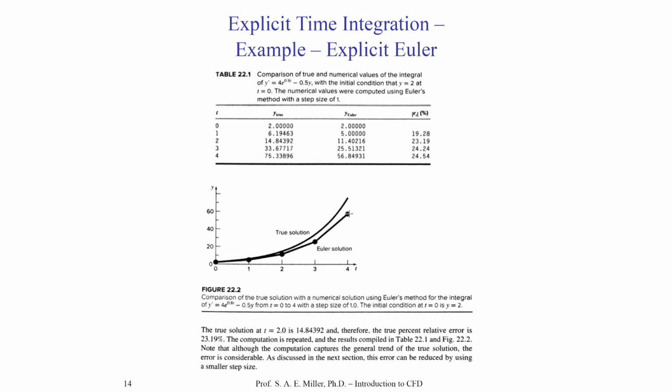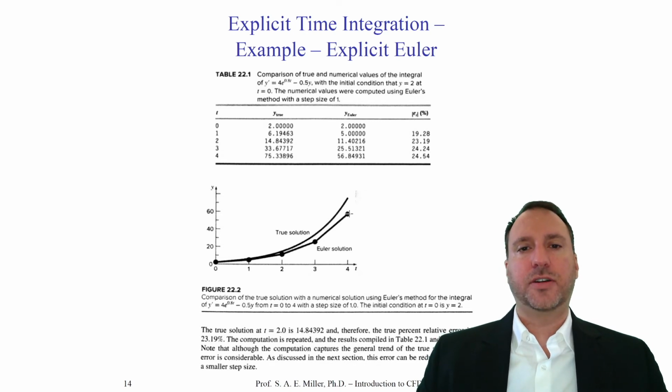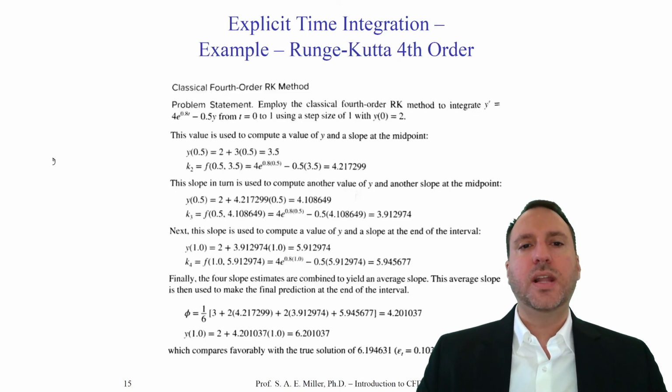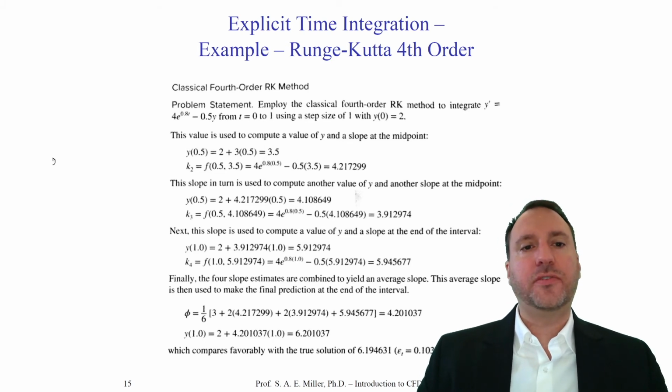Well, the easiest way is simply to change the time step and make it smaller and smaller. Alternatively, we might try something else, and that would, of course, be increasing the order of the time integration scheme. Let's now do the exact same problem with the Runge-Kutta scheme with the fourth order.